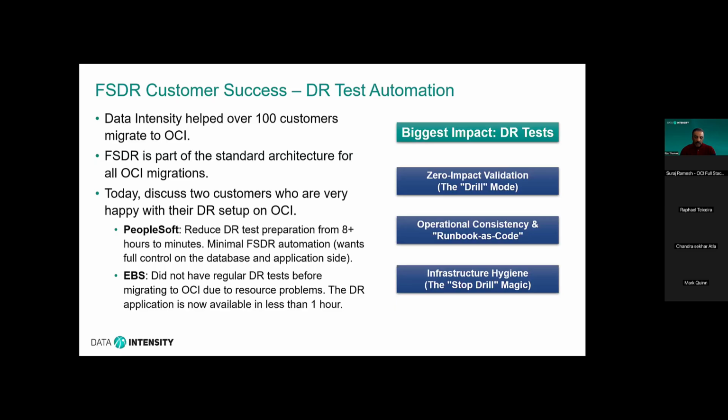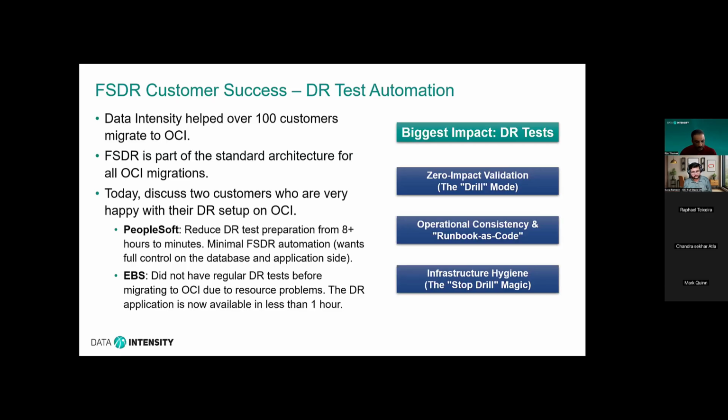So when we migrated this customer to OCI, they were very excited to see FSDR and the capability, and they even went beyond the basic automation. They went full scale automation, and they also configured failover and switchover, and they wanted to play with all of that. They are even ready to switch over and run in the DR site within minutes. So those are the two examples I wanted to show.